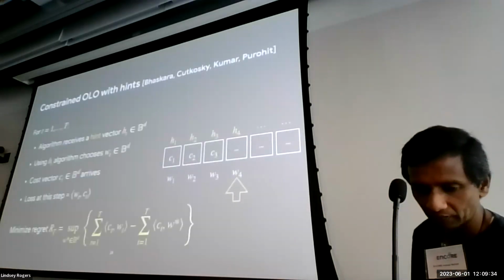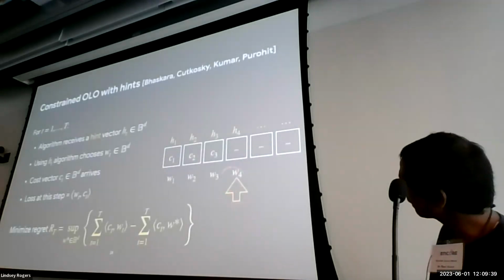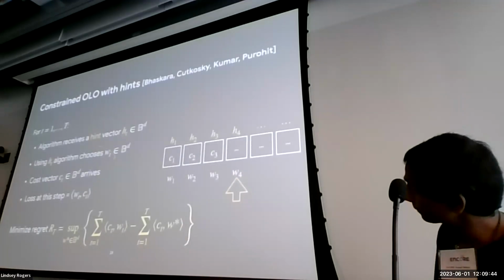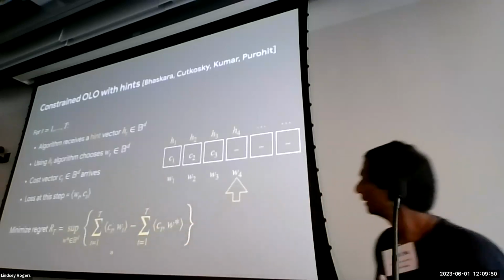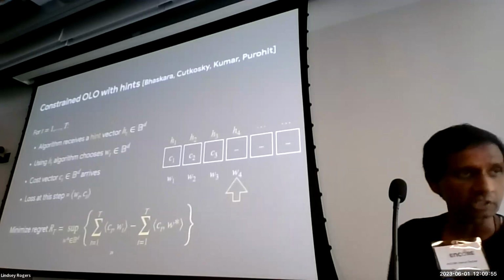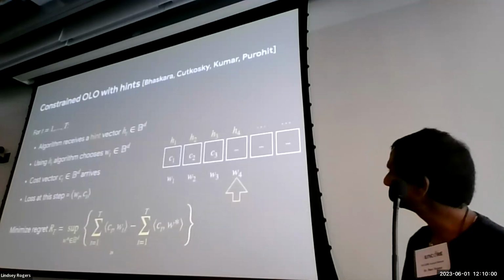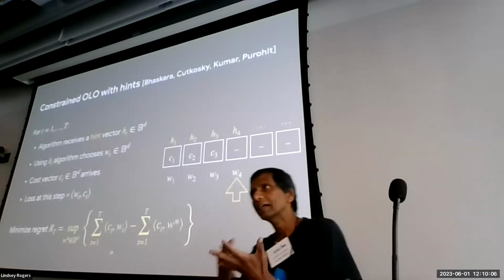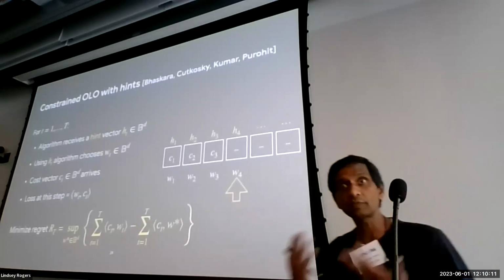And here's the setup. It's exactly the same as before, except that just before the algorithm responds with the vector WT, it receives a hint vector HT. Nature provides it with a hint HT. And the rest of the formulation remains the same. The hint doesn't play a role in the definition of regret or the costs. So it's a very simple setup. And the question now is, how much can the hint help? Can I relate how good the hint is to the regret that I get? And how should I modify the algorithm to do that?